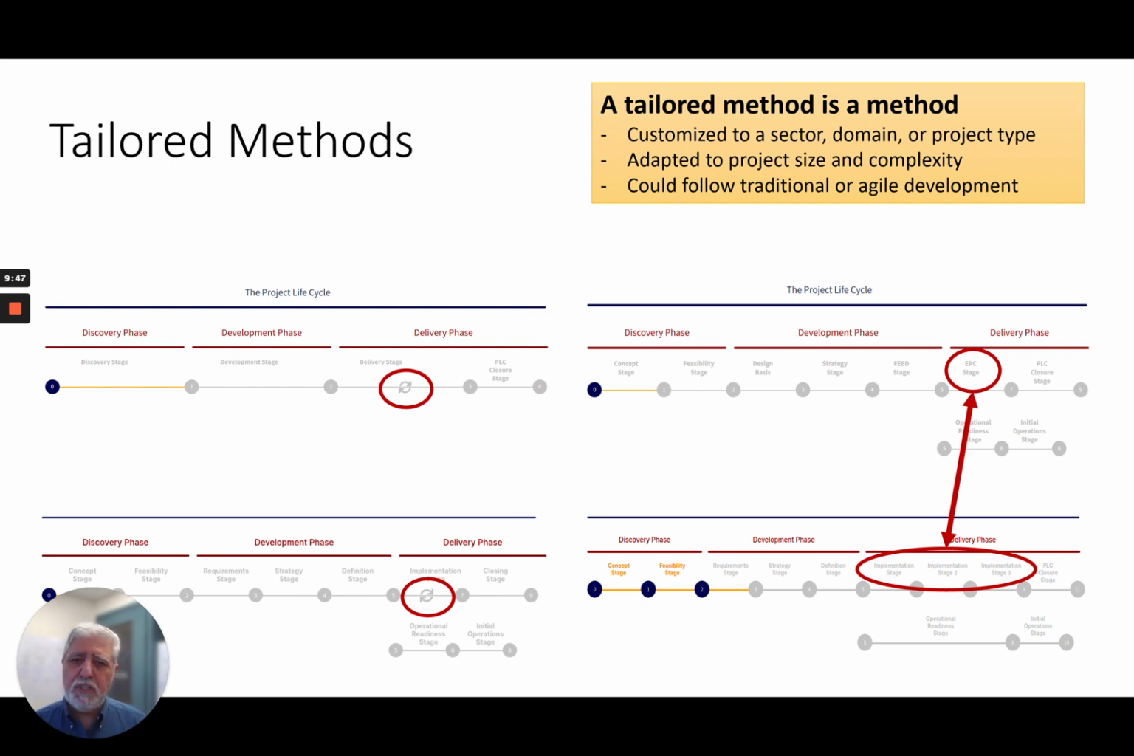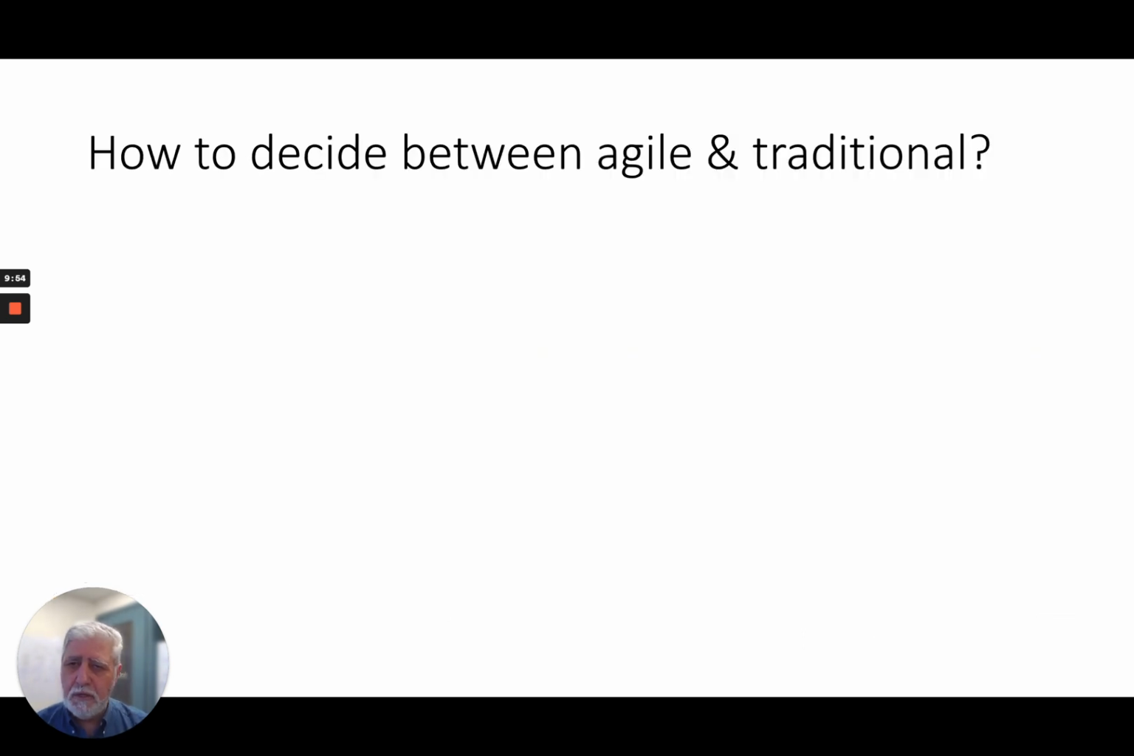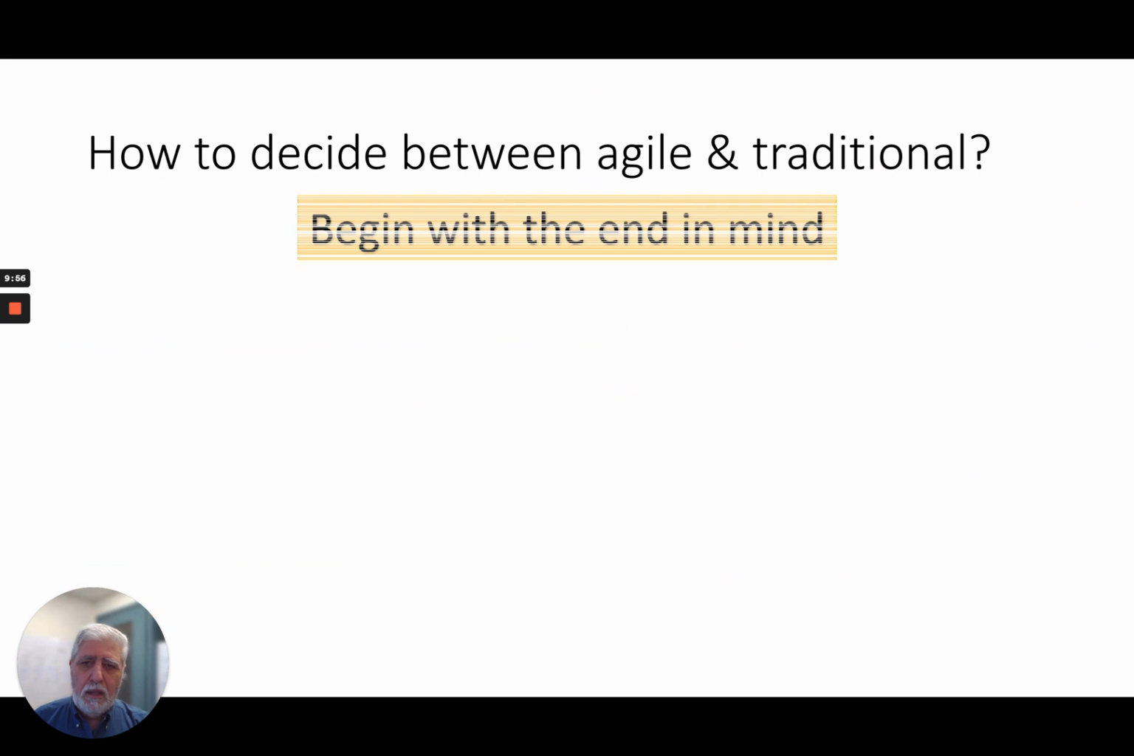That brings us to the question we raised earlier: how do we decide between traditional and agile development? Here we go. The way we decide is to begin with the end in mind, which means the end in our case in project management is the product that the project needs to deliver. We talk about the output and outcome. Let's not get into that debate for now. Just at least think about the final output or the product that we need to produce as a project.